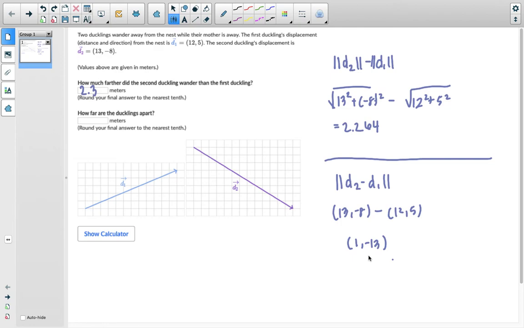So then you have to do the square root of 1 squared plus negative 13 squared. And then that would give you your answer. So 1 squared plus 13 squared, and it's still the nearest tenth, so 13.0. So that is one hint for Khan Academy.